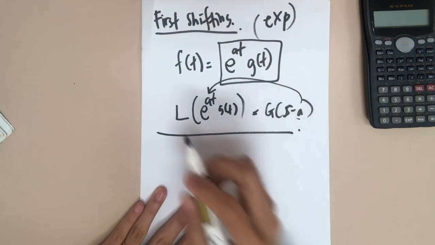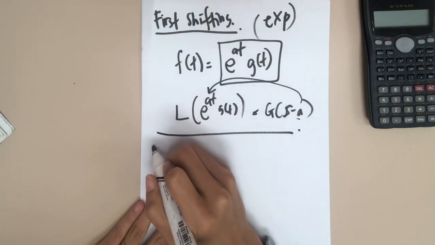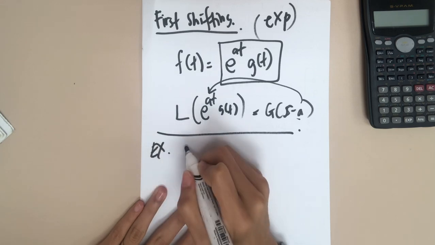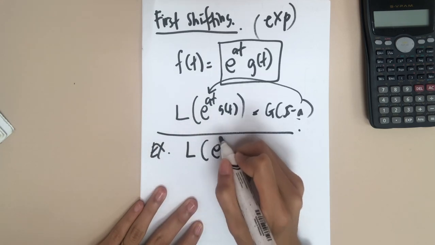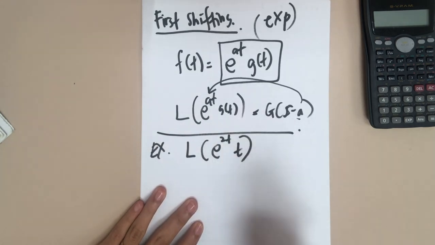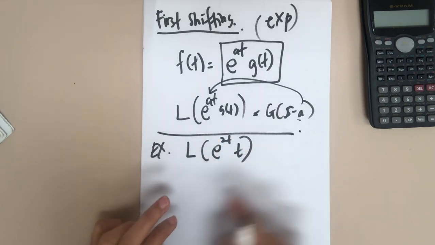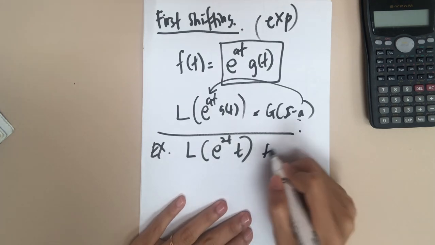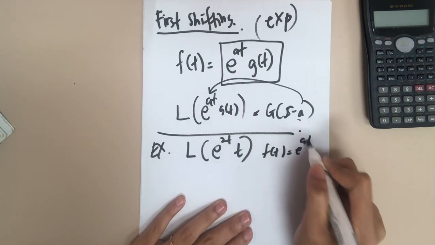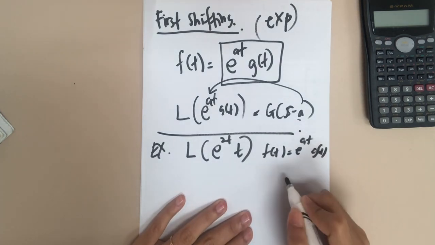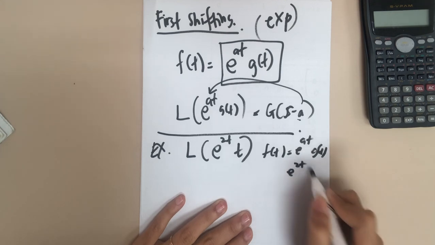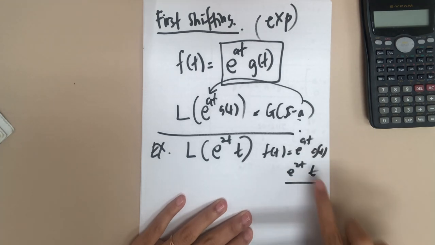Let's say the question asks you to find the Laplace transform for e to the 2t times t. In this bracket, your f(t) is e to the 2t times g(t), so this is your f(t).